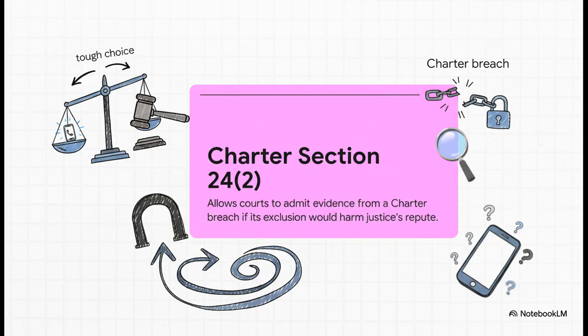Well, the answer lies in this tricky but super important part of the Charter called Section 24(2). It basically says that when evidence is obtained illegally, a judge has to do a balancing act. They have to decide what would be worse for the justice system as a whole, letting in evidence that was found by breaking the rules, or letting a potentially guilty person walk free because of a police error.